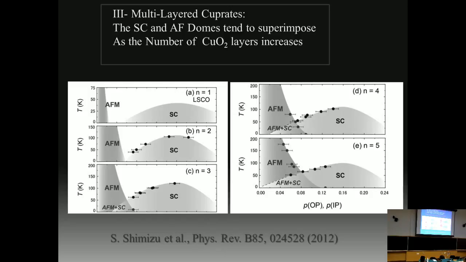A third point that we're going to focus on is again multi-layered compounds. As we increase the number of layers, the superconducting and antiferromagnetic domes come closer to each other and eventually superimpose. So how to understand this? How to explain this? Any theory of the high-Tc cuprates should at least explain these phenomena. So what we're going to show here is that we provide an explanation for these 3 issues.